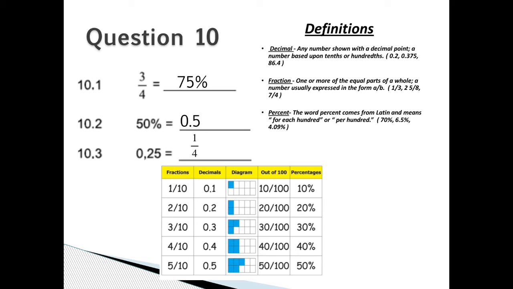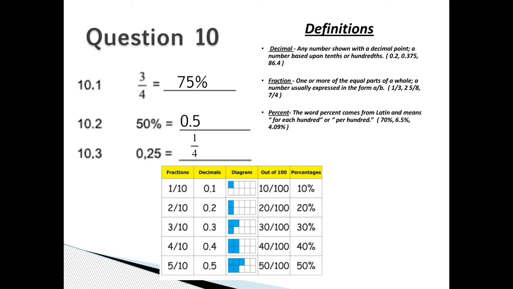A decimal is any number shown with a decimal point, a number based upon tenths and hundredths. A fraction is one or more of the equal parts of a whole, a number usually expressed in the form of A over B. A percent comes from the Latin word that means for each 100 or per 100. The table below will show the different fractions and how the same fraction can be written as a decimal, in a diagram out of 100, or as a percentage.